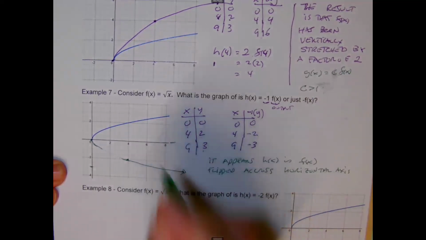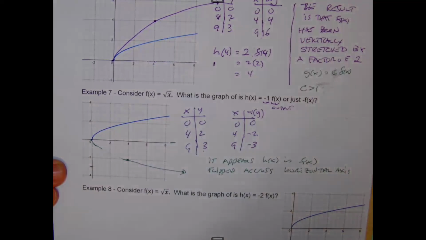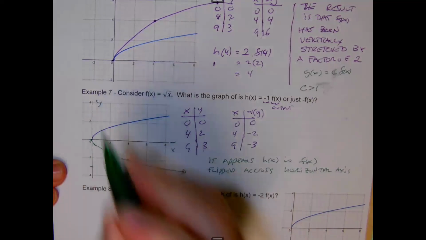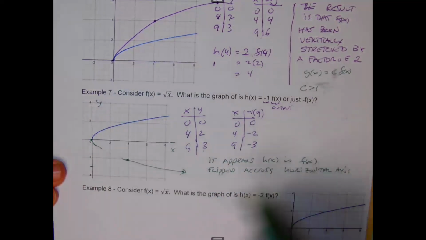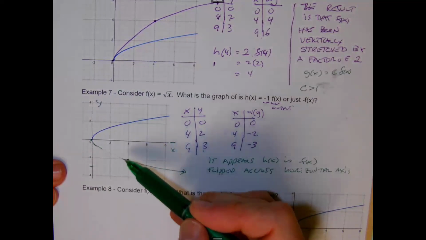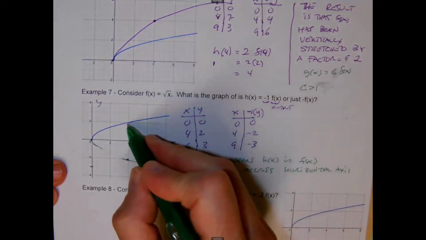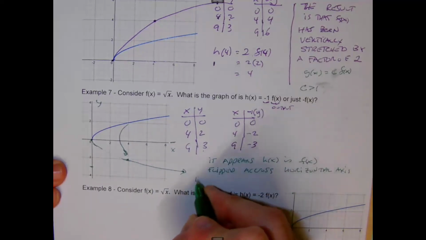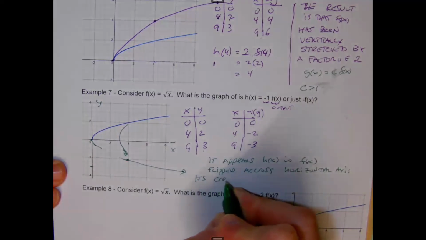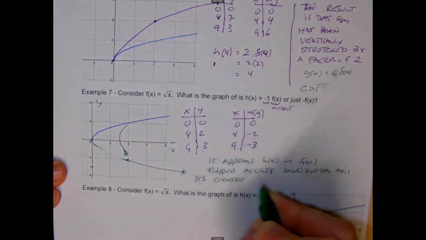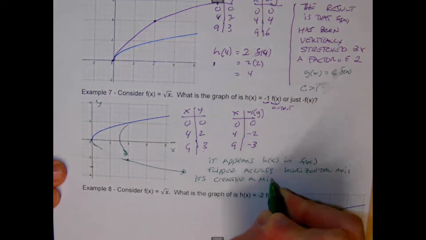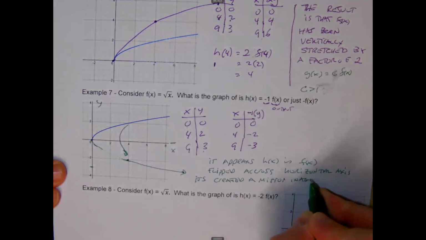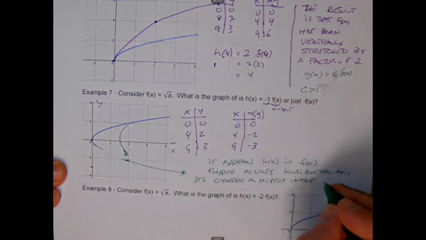So again, here's my horizontal axis, which is just, well, if this is x and this is y, this is the x-axis. So it looks like all I've done is take every single point and flipped it across this axis, creating a mirror image. Across the x-axis or horizontal axis.